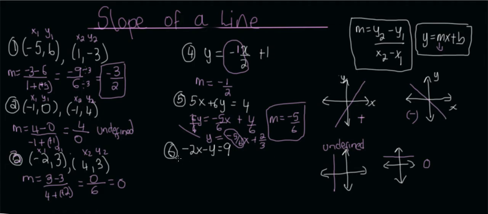For number 6, we're going to do the same thing. Y is not by itself. Start by moving this negative 2x to the other side. So I have negative y equals, my negative 2 is going to change signs because it's crossing that equal sign to become a positive, and then drop your 9.